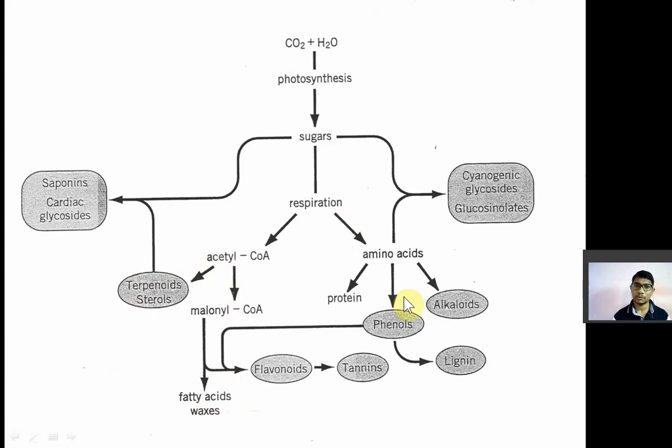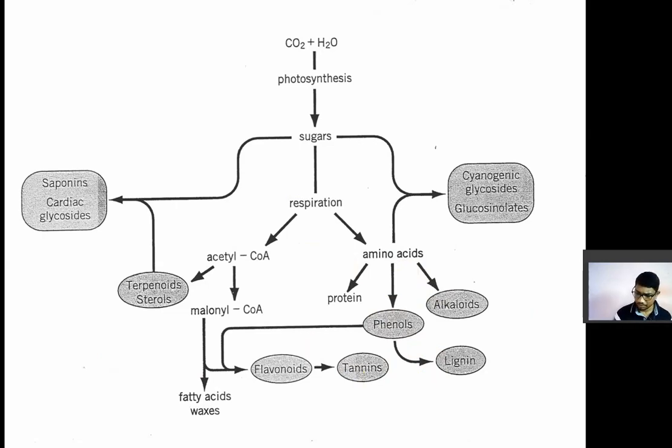And formation of amino acids from these sugars is known as the shikimic acid pathway. Remember, formation of amino acids from the sugars is known as the shikimic acid pathway. Then once you get amino acids, you will get phenols, lignin, flavonoids, alkaloids. So that's how the secondary metabolites of the plant are formed.